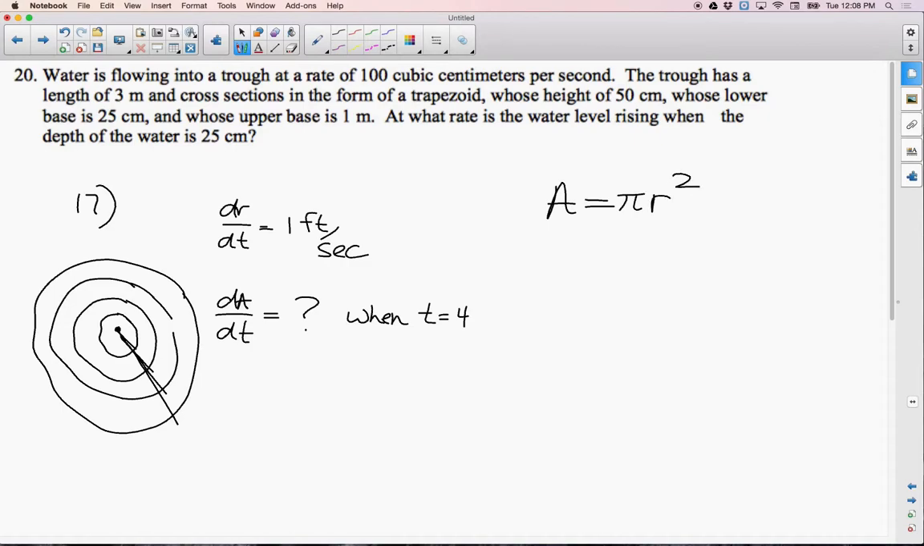Then just go through that formula and say, okay, is A changing? Yes. Is r changing? Yes. So they're changing. You can't plug in for them until you do what? Take the derivative implicitly with respect to time. So let's do that. What's the derivative?